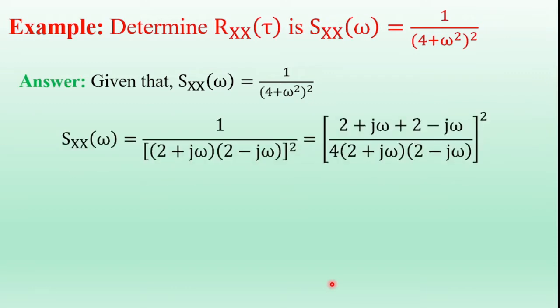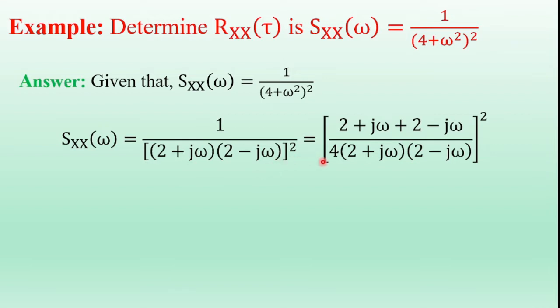Now here in this power spectral density, the denominator term can be arranged as 2 plus j omega into 2 minus j omega. So 2 plus j omega into 2 minus j omega is 2 square minus j omega square. So j square is minus 1, giving 4 plus omega square. So this 4 plus omega square is arranged as 2 plus j omega into 2 minus j omega.